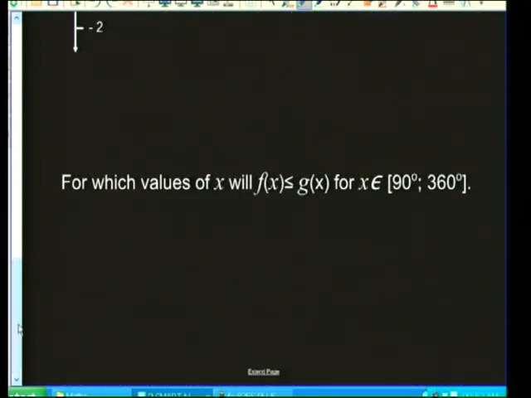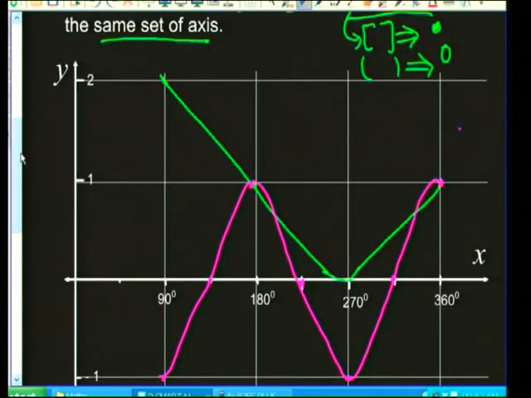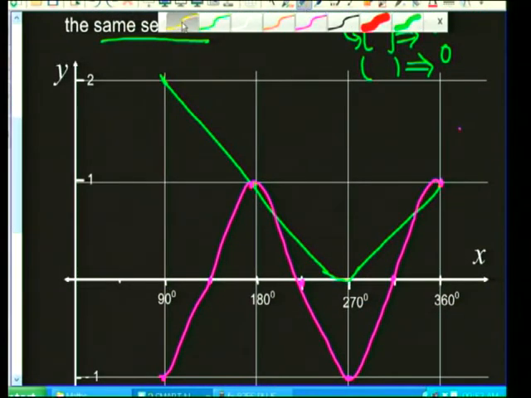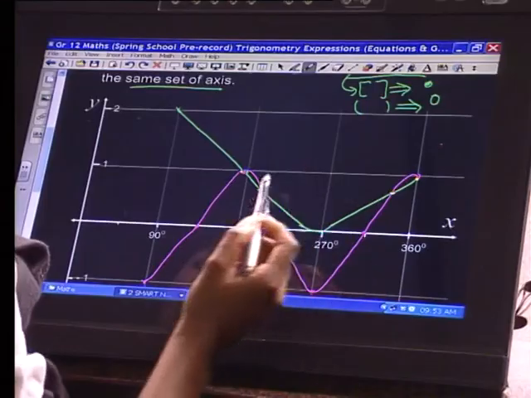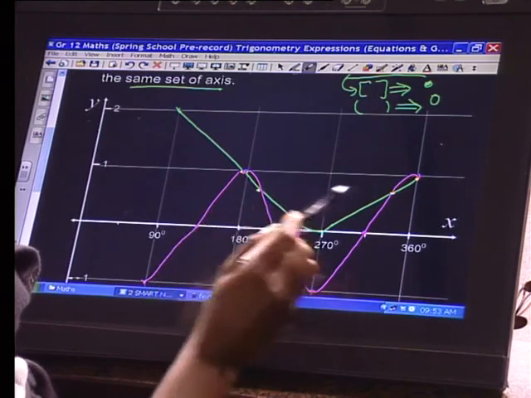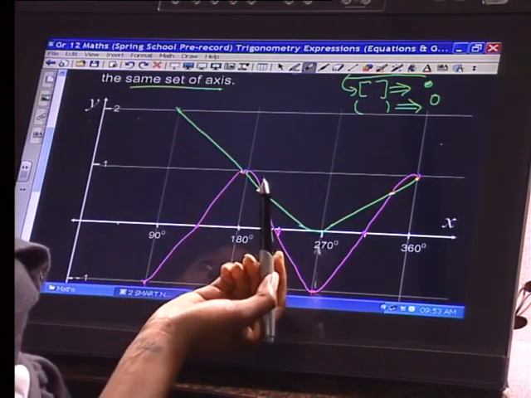It says, for which values of x will f of x be less than or equal to g of x, for x an element between 90 and 360? Now this, guys, I always read as below. In other words, where is f going to be below g? So where's the green, which is f, going to be below the pink? I just want to change color so you can see it. The green is below pink there to there, and there to there. You know this point and that point, but you don't know that point there and that point there. So we have to find those points.